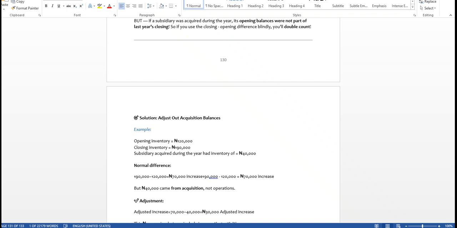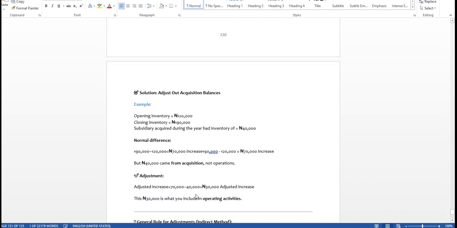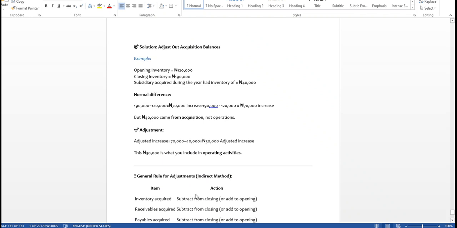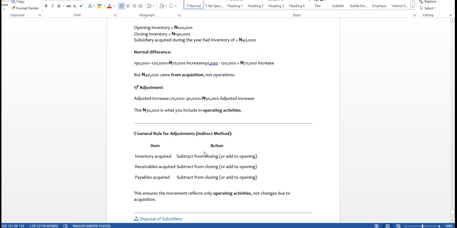So that is what we have there. That's the adjustment. Now, the same thing you do to inventory is what you do to every other asset, current asset and current liability. Any question? So this adjustment only affects working capital, because working capital is one that usually has an opening balance.